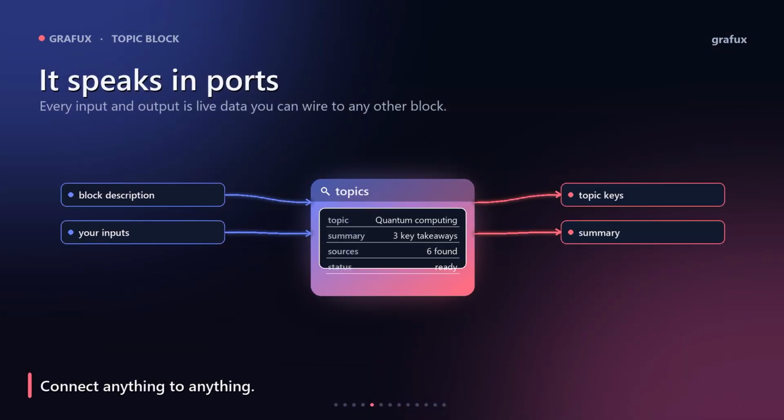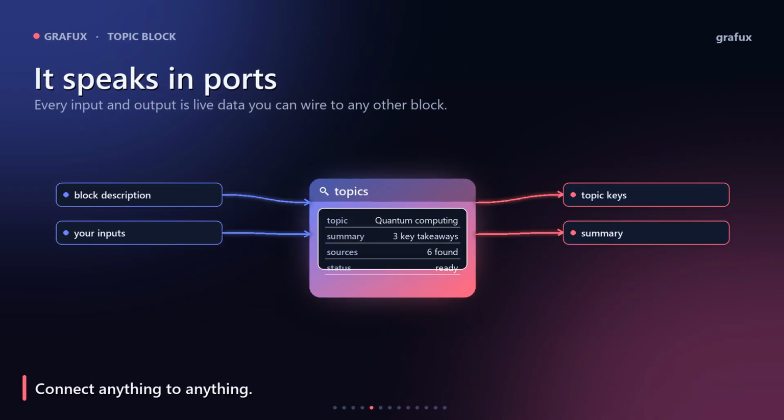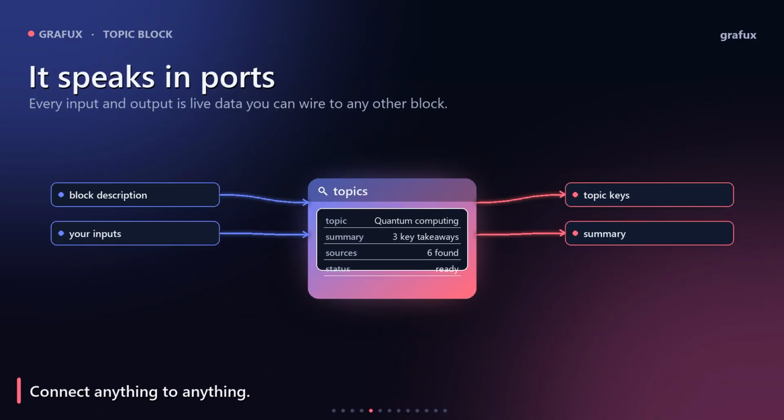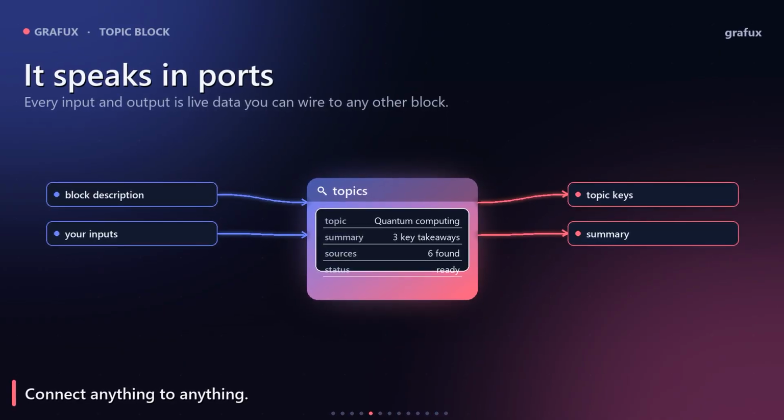Now, every block in Grafux speaks in ports. The topic block takes in block description and your inputs, and gives you back topic keys and summary. And here's the magic. Every one of those is live data. Connect an output to another block, and it simply flows, updating the moment anything changes. That's the whole idea behind Grafux. Small, sharp blocks that snap together into something genuinely powerful.